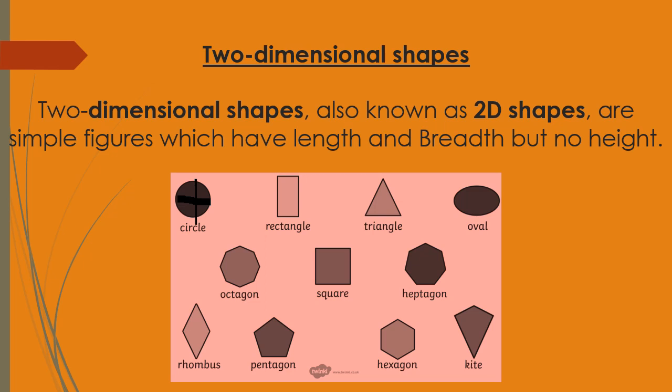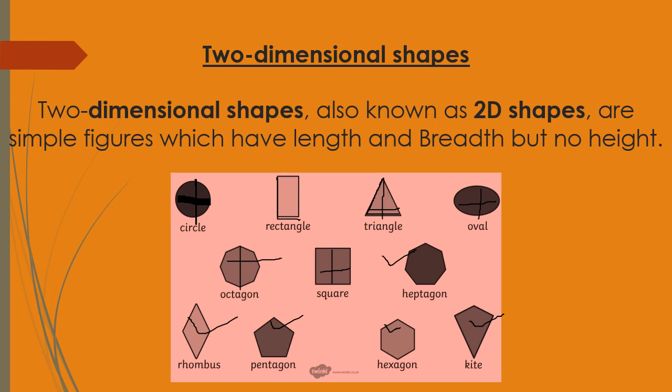In the same way, look at the next picture, that is a rectangle. Can you see this? This is the length and this is the breadth. In the same way, these sides of the triangle are also length and breadth. This oval shape also has length and breadth. Octagon also. So if you look carefully at all these figures, be it heptagon, rhombus, pentagon, hexagon or kite, they all are 2D shapes, two-dimensional shapes. They have length and breadth only.